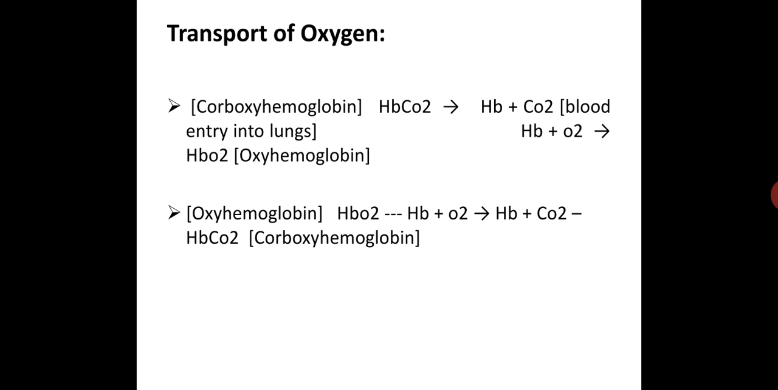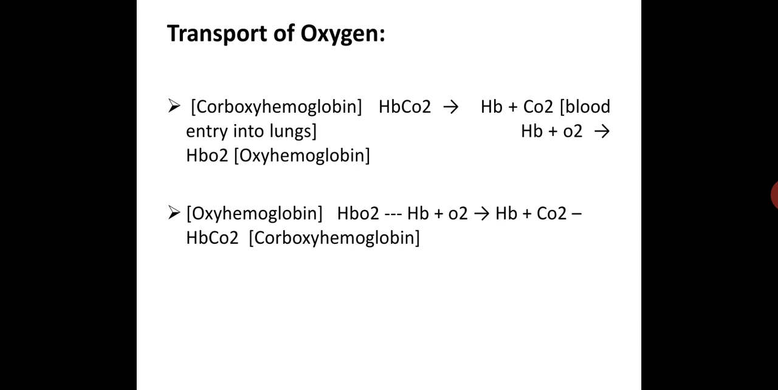Hemoglobin is able to deliver more oxygen to those tissues that need more oxygen. And you can also see in the equation, the hemoglobin combines with oxygen to form oxyhemoglobin. And also the splitting up in the vice versa direction, where oxyhemoglobin can split into hemoglobin and oxygen. And also the carboxyhemoglobin HbCO2 is converted into Hb plus CO2 where the blood enters into the lungs.